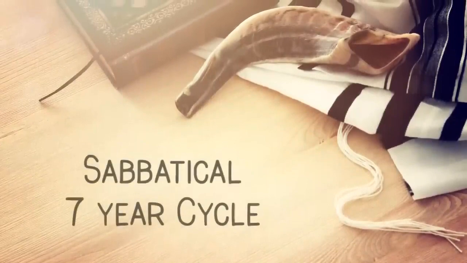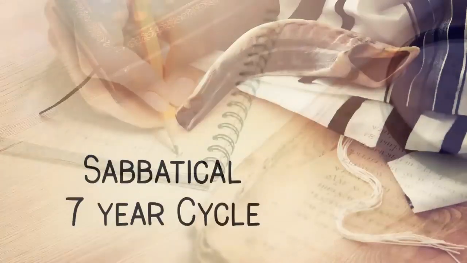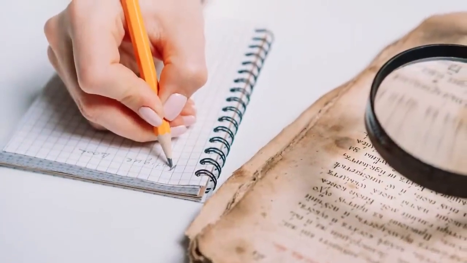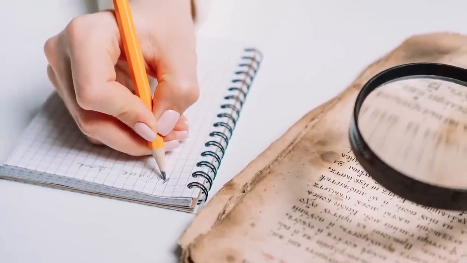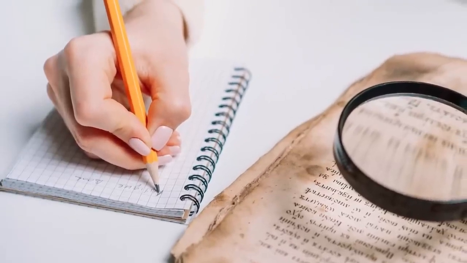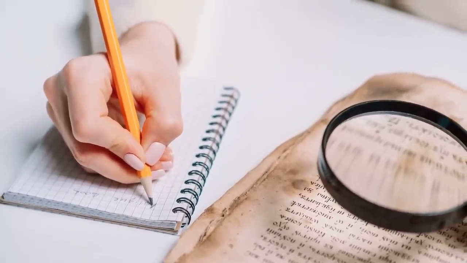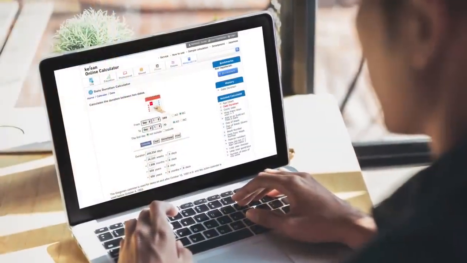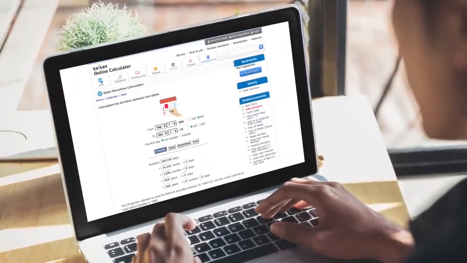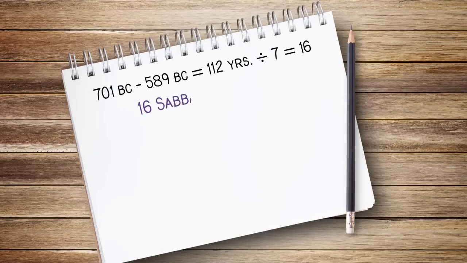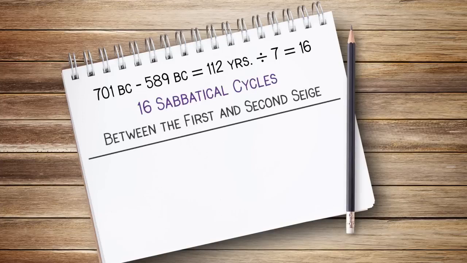All three sieges happened on a 7-year sabbatical cycle. I challenge you to check this out for yourself, and do not use a calculator, but rather a date duration calendar whenever you are checking any dates that cross from BC to AD or AD to BC. I suggest the Casio date duration calendar that you can look up on your search engine. Let's do the math. 701 BC minus 589 BC equals 112 years, divided by 7 equals 16. 16 sabbatical cycles between the first and second siege of Jerusalem.